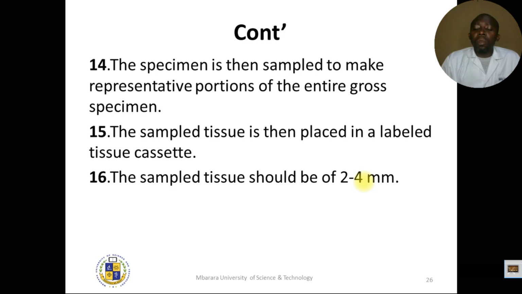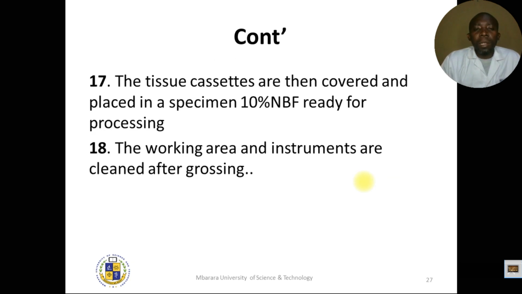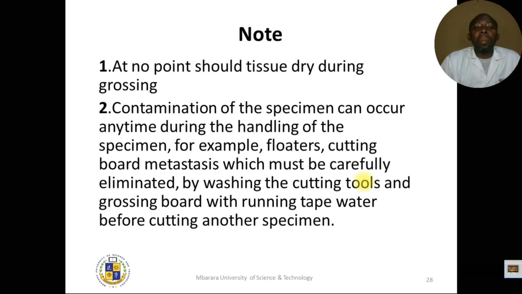So the sample tissue should be at least 2 to 4 millimeters in size, and we say this is good because it can fit well in the cassette, and for easy penetration of the fixative, so that it can be preserved well, because we don't want to lose any of the tissues as a result of mishandling. So the tissue cassettes are then covered and placed in a specimen container containing 10% neutral buffered formalin, ready for processing. And then the working area and the instruments are cleaned after grossing. We don't leave our working station dirty, but we go ahead to clean. So there are points we need to note.